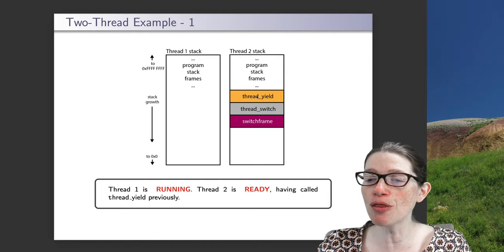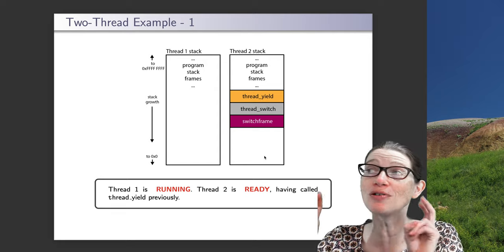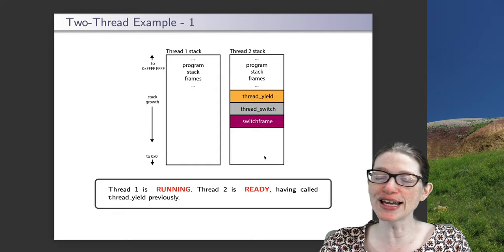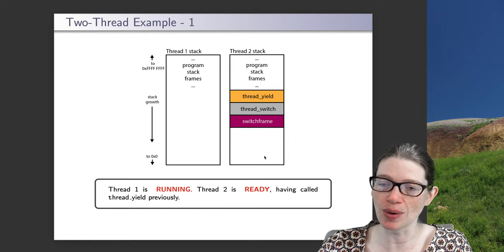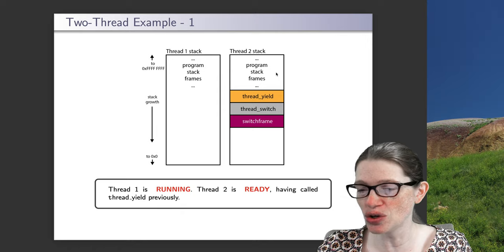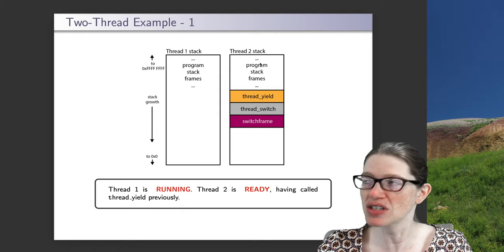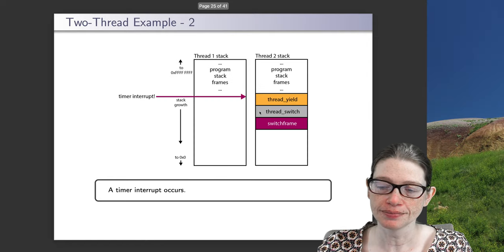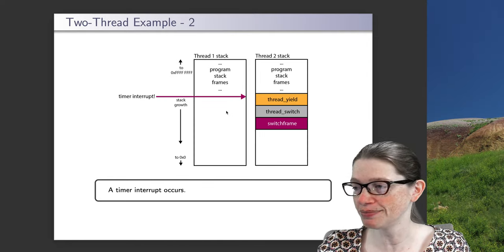And then we have thread two. Thread two is the friendly thread, and thread two executes cooperative concurrency in the sense that it is going to periodically volunteer to call thread yield and give another thread a chance. So right now, thread one is running and thread two is ready, but has run before. And that's why there's stuff on its stack. Now, while thread one is running, a timer interrupt occurs.